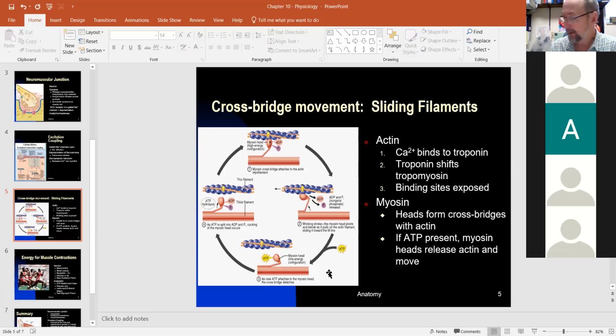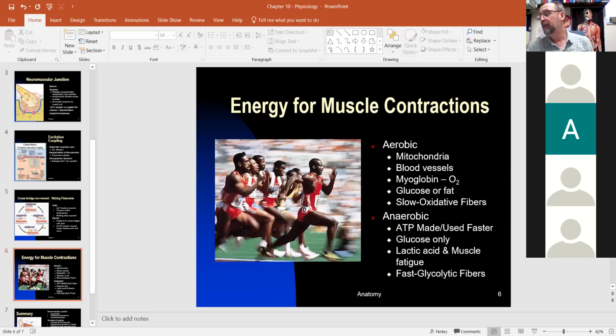Let's talk a little bit about ATP. The energy for muscle contractions has to be in the form of ATP, and cells make ATP in two types of chemical reactions. One is aerobic, using oxygen, and the other is anaerobic. Muscles that rely on aerobic metabolism do this inside their mitochondria, so they have lots of mitochondria. They need oxygen, so they have lots of blood vessels, and they even store some oxygen in the muscle with myoglobin.